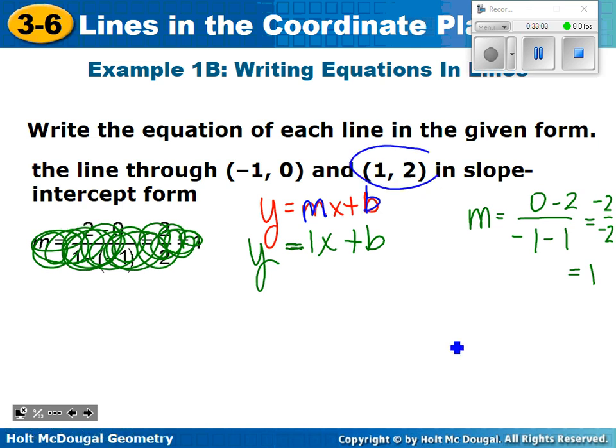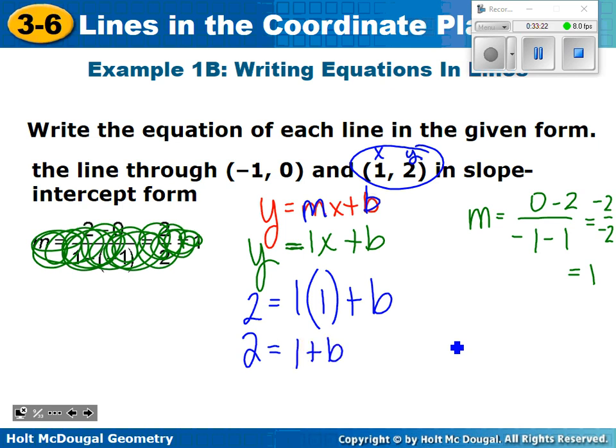Okay, I heard the second one first. Sorry if you said -1, 0. So if we use this one, remember this is X, then Y. So what's going in for Y? 2 equals 1 times 1 plus B. So 2 is equal to 1 plus B, because 1 times 1 is 1, right? And then subtract 1. So B is what?